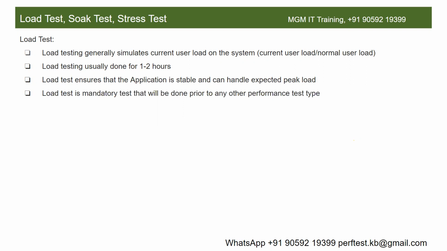The first and foremost type of performance testing is load test, which should be done prior to any other performance test type. Before doing a soak test, stress test or spike test, first we have to test the application with the current or expected user load on the application.